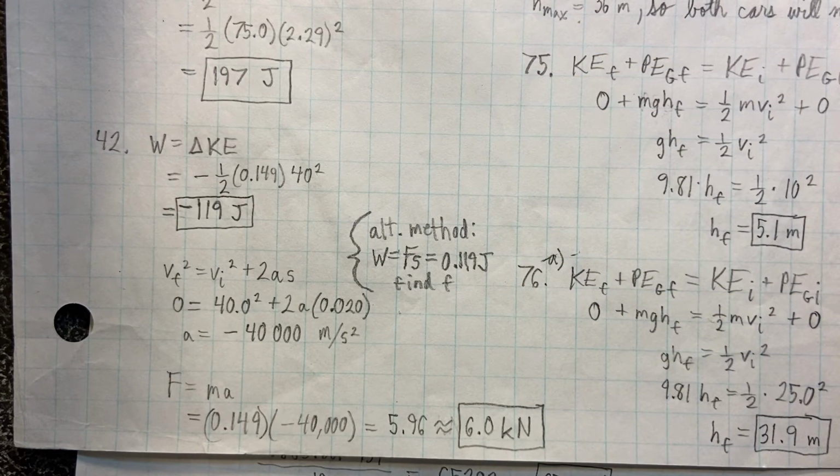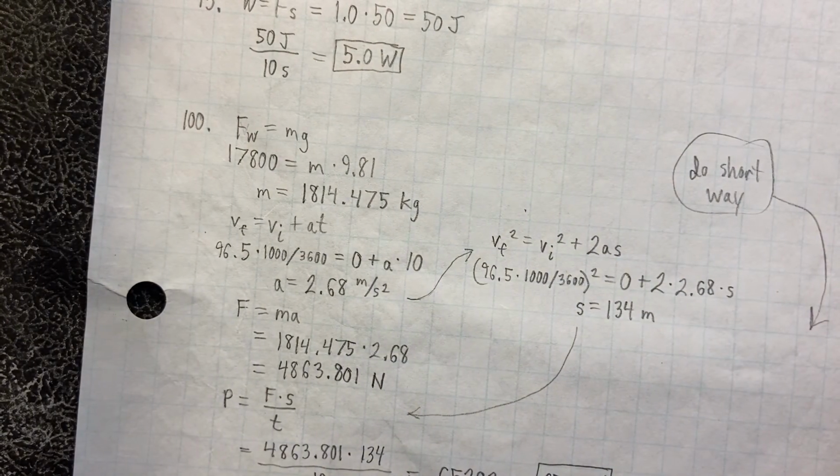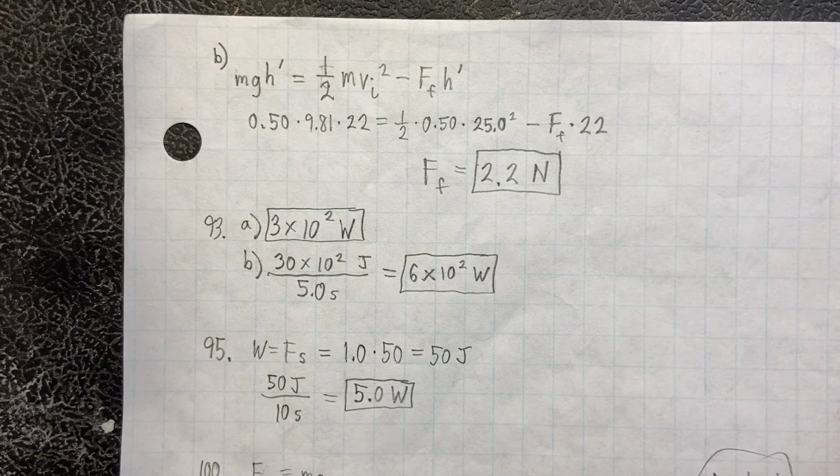Okay, so that's 76A. Now let's go to 76B, which is a little more tricky. Okay, and let's make sure we understand what's going on here. So mgh prime equals 1/2 mvi squared minus the force of friction times h prime. We're saying h prime because the h that we found without friction was 31.9 meters. But in 76b, clearly it's not reaching the height of 31.9 meters, because now in 76b, we are taking friction or air resistance into account.